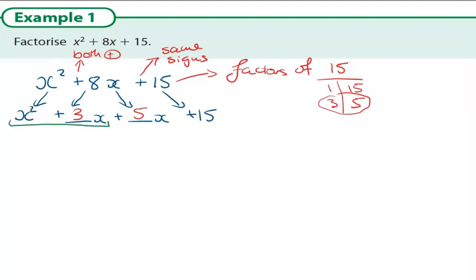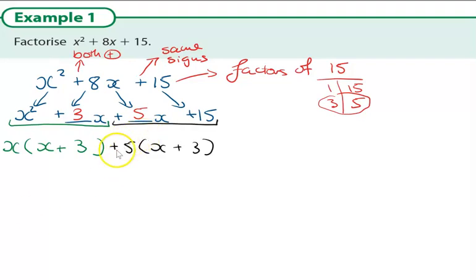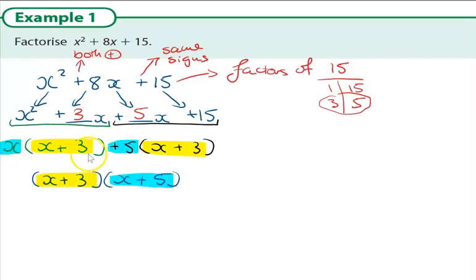I factorize the first 2 terms. So x is my highest common factor. X squared divided by x is x. 3x divided by x is 3. I then factorize the next 2 terms. So 5 is my highest common factor. 5x divided by 5 is x. 15 divided by 5 is 3. My brackets match. So that's the first part of my answer, x plus 3. And then x plus 5 is the second part of my answer.